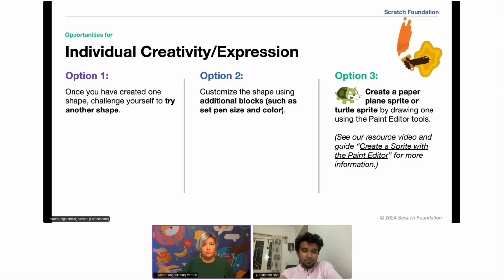We could also create a paper plane or a turtle sprite. Those do not exist currently in the sprite editor. So try to draw a turtle as your sprite that can do the drawing, right?